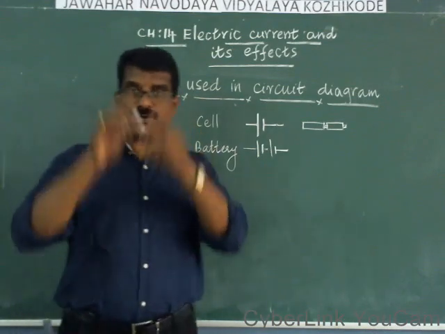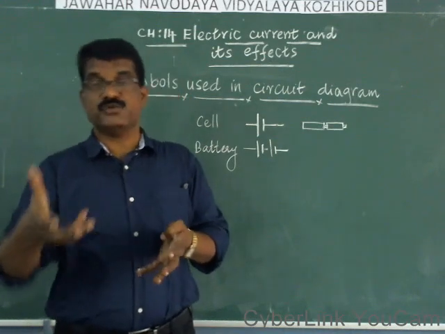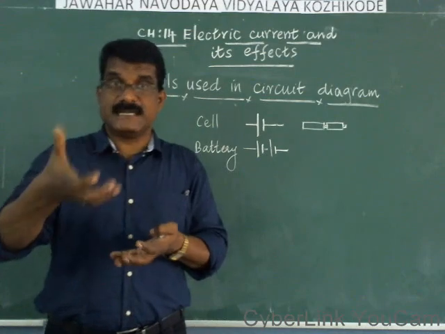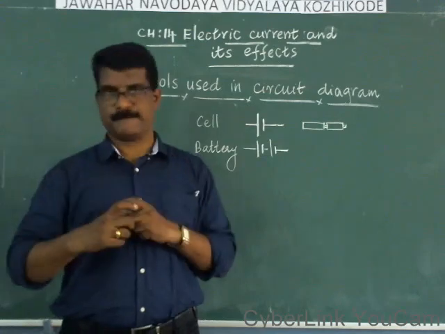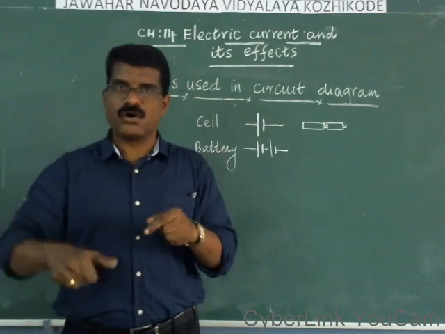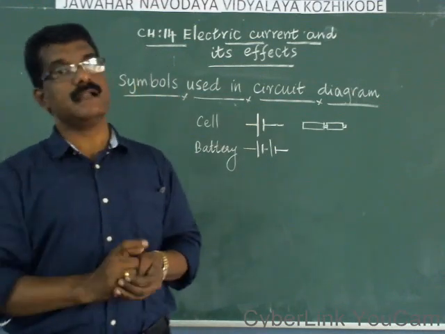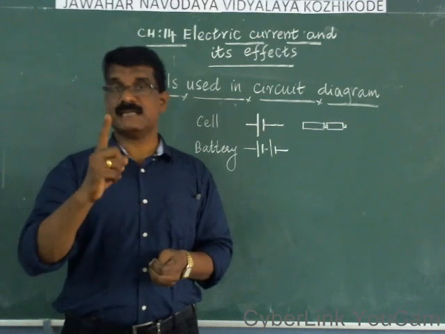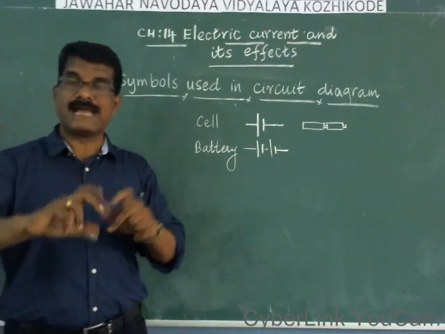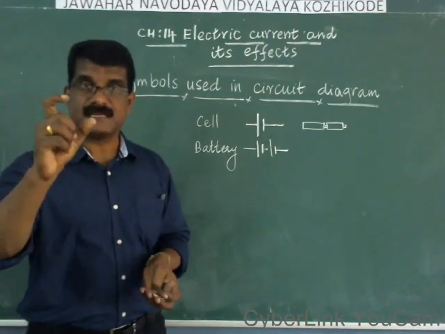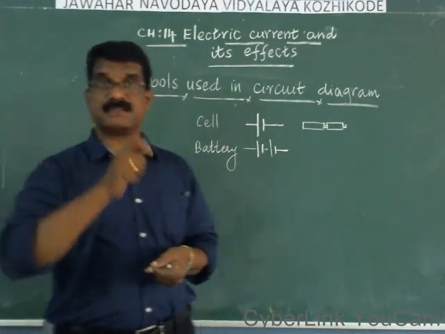Then in a circuit you can see a switch, isn't it? Switch is an important component. What is a switch? Switch is a device which is used to on and off a circuit. A circuit can be on or off, or a circuit can be open or closed by using a device that is called a switch. Switch is also known as key. So how can we represent a key or a switch?